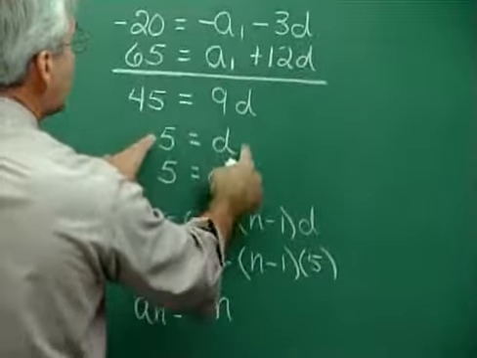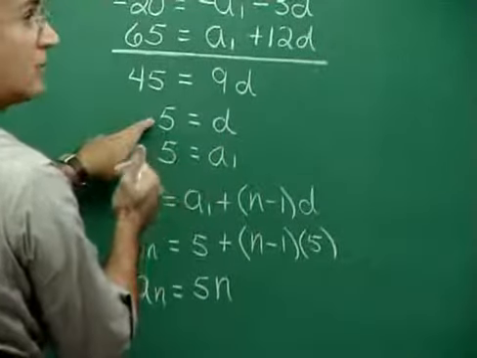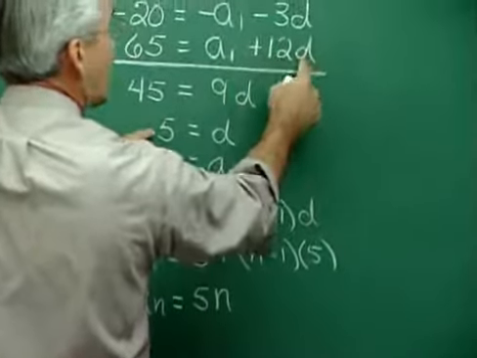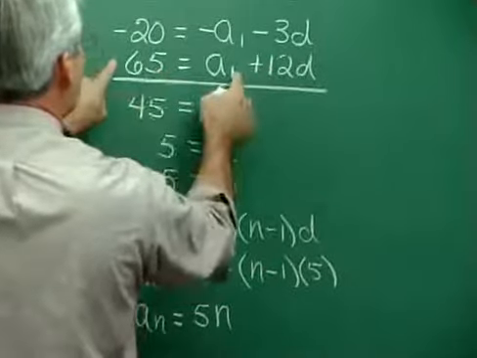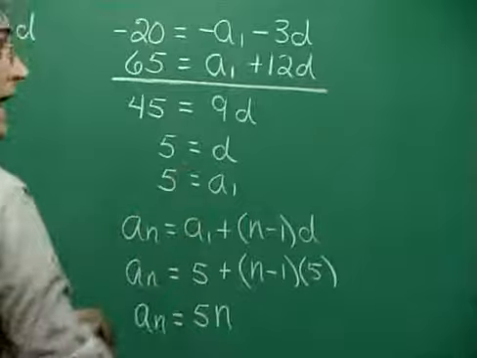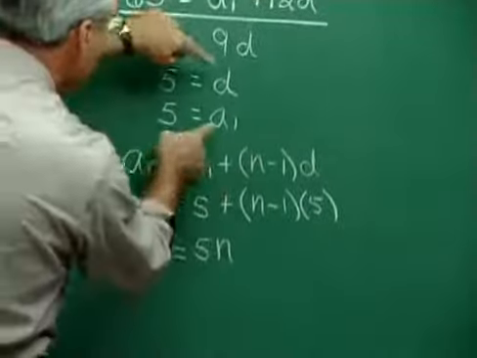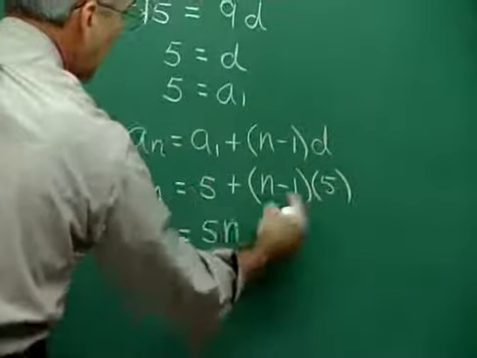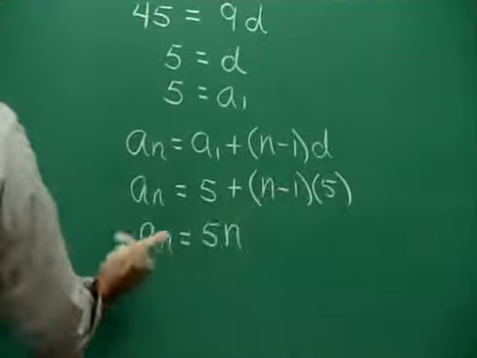Now once we find d to be 5, we go back in and back substitute to find the value for a sub 1. If d is 5, then 12 times 5 is 60 here. Subtract 60 on both sides, and I find a sub 1 to be 5 as well. So a sub 1 is 5, d is 5. Then you go right into the general model and replace with the information about a sub 1 and d. Multiplying here, 5n minus 5, the 5's go out, and we have simply 5n.